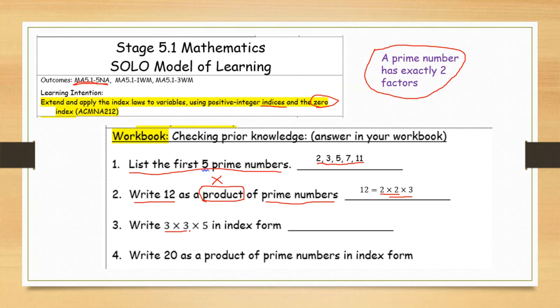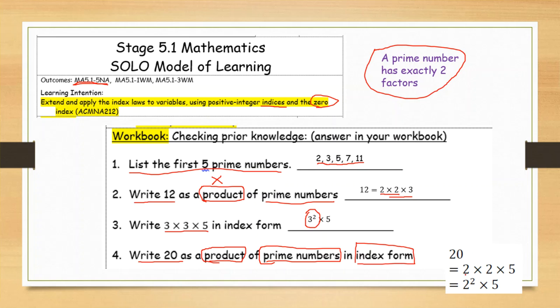Write this number in index form. So by that we mean the 3 squared times 5. So we've got 2 3's here. 3 times 3 is 3 squared. Write 20 as a product of prime numbers in index form. So we're combining all the things from question 1, 2, and 3. 20 is 2 times 2 times 5, which is 2 squared times 5.